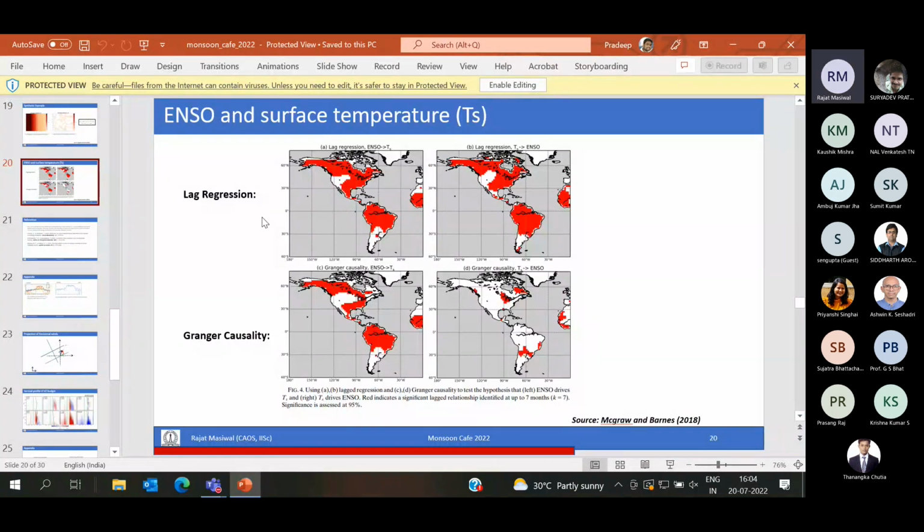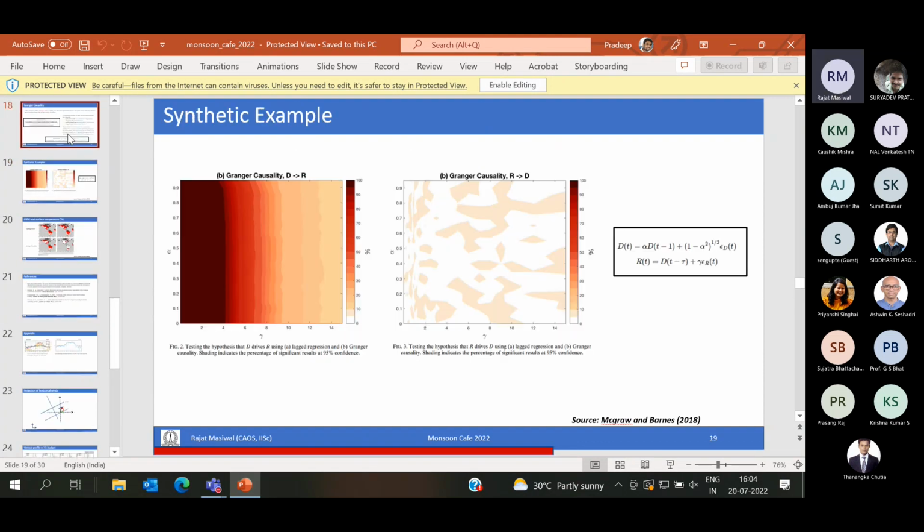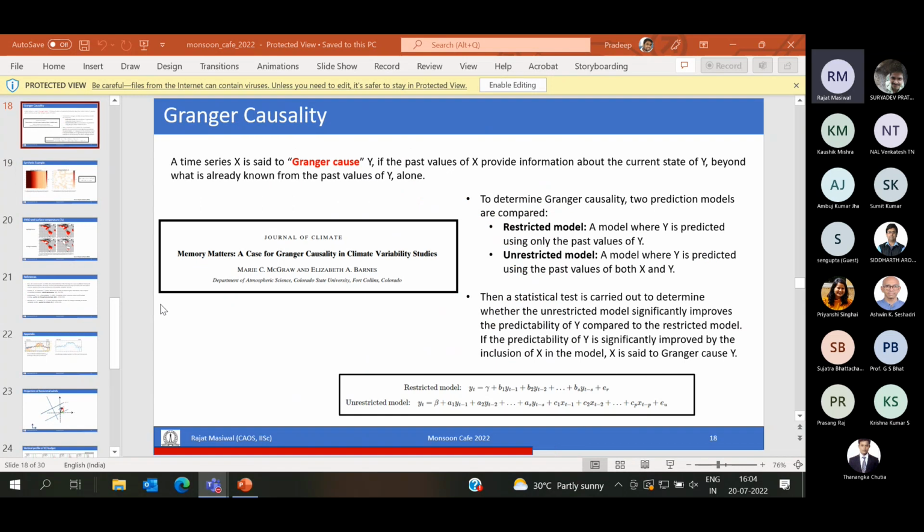Yeah, when you use the data, these red dots just represent that your test passes here. But the test is done in a way where you take a restricted model and an unrestricted model for each grid point. And for each grid point you will have a value for time, the surface temperature and an ENSO time series. Then you use a linear model to fit B1, B2, B3, and so forth, depending upon the number of lags you take.